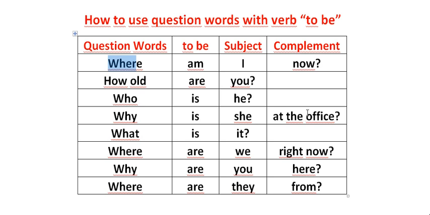Why is she at the office? Right. So let's think like that. The positive of the sentence is she is at the office. She's at the office now. When we make a question, is she at the office? And if we want to add question words, we say, why is she at the office? Okay. So what is it? Where are we right now? Why are you? Where are they? Where are they from? That's easy way to use the question words to be subject complement.